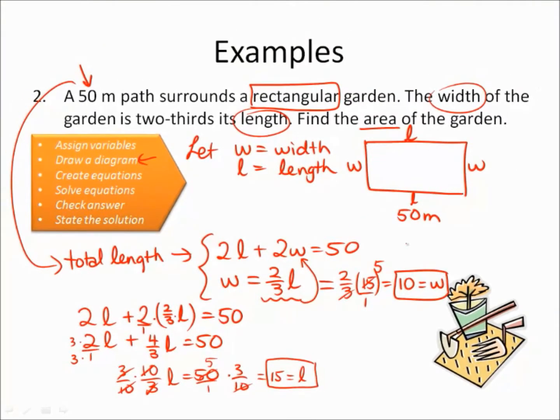Let's check that. Double 10 and double 15. Do you get 50? I think you do. So your final answer can be to find the area of the garden. So therefore, the area of the garden is length times width, which is 15 times 10, which is 150 meters squared.